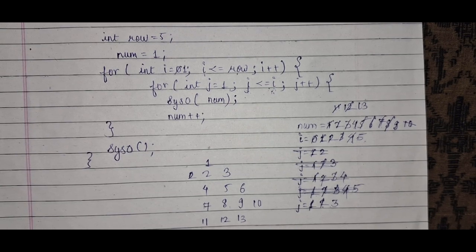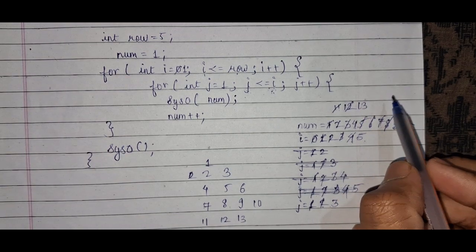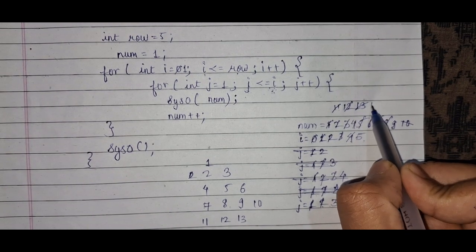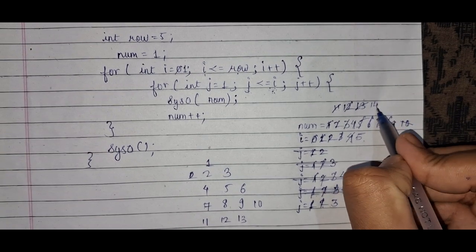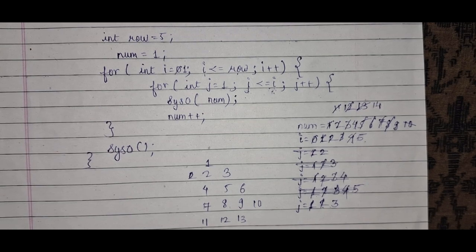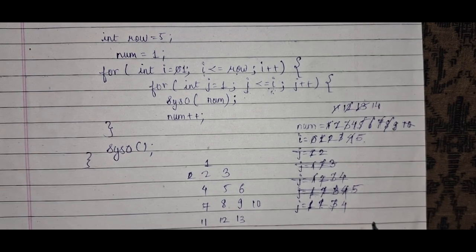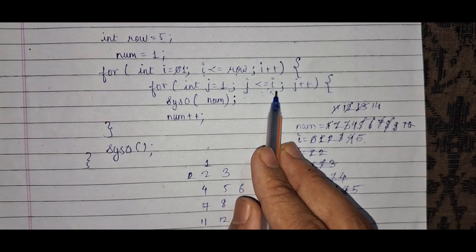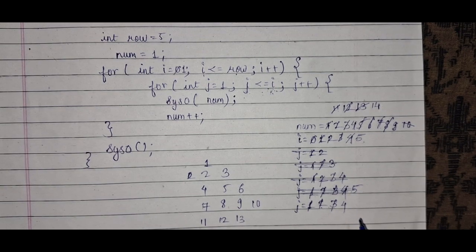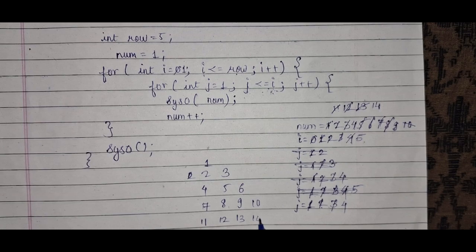Sorry, now num's value gets updated. Now num's value has become 14. Now j's value is updated. Now j's value has become 4. It will check the condition. Is 4 less than or equal to 5? The condition will be true. Then it will print the num 14.